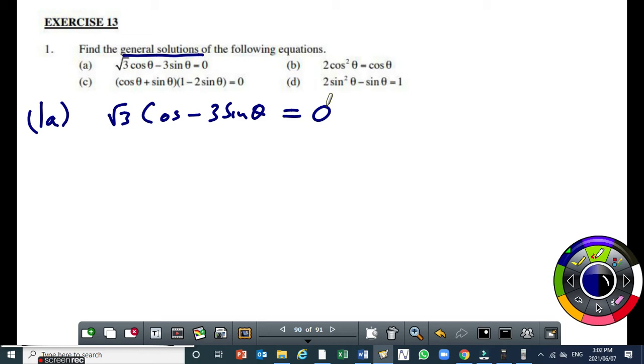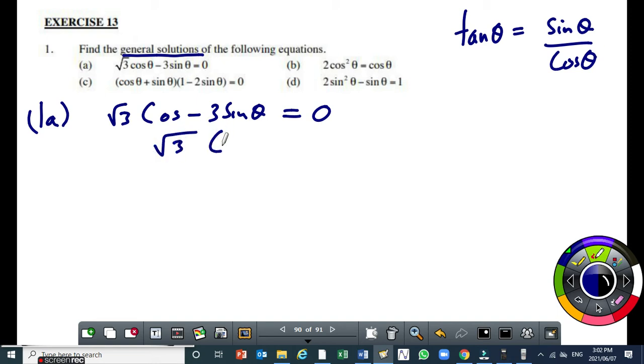To do this one, you need to remember one of those two fundamental identities that I taught you. Tan theta is equal to sine theta over cos theta. Some questions on the general solution require you to use this equation, whereby you convert sine and cos to tan. So you can create tan here with this equation. By taking minus 3 sine theta to the right, you get square root of 3 cos theta equal to 3 sine theta.